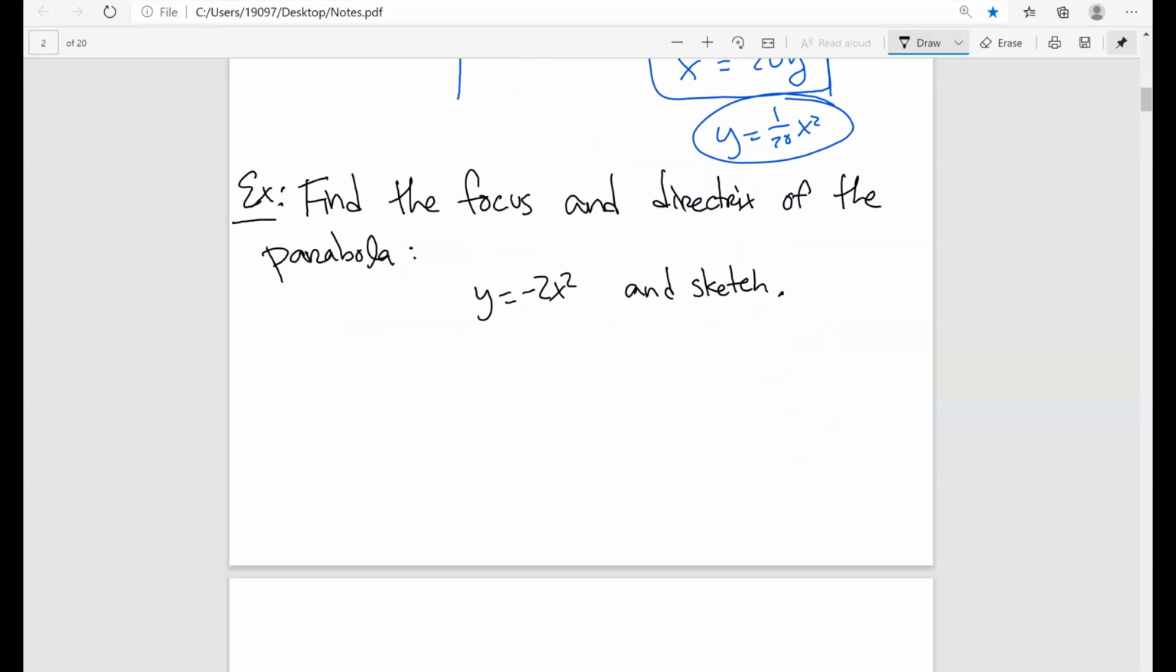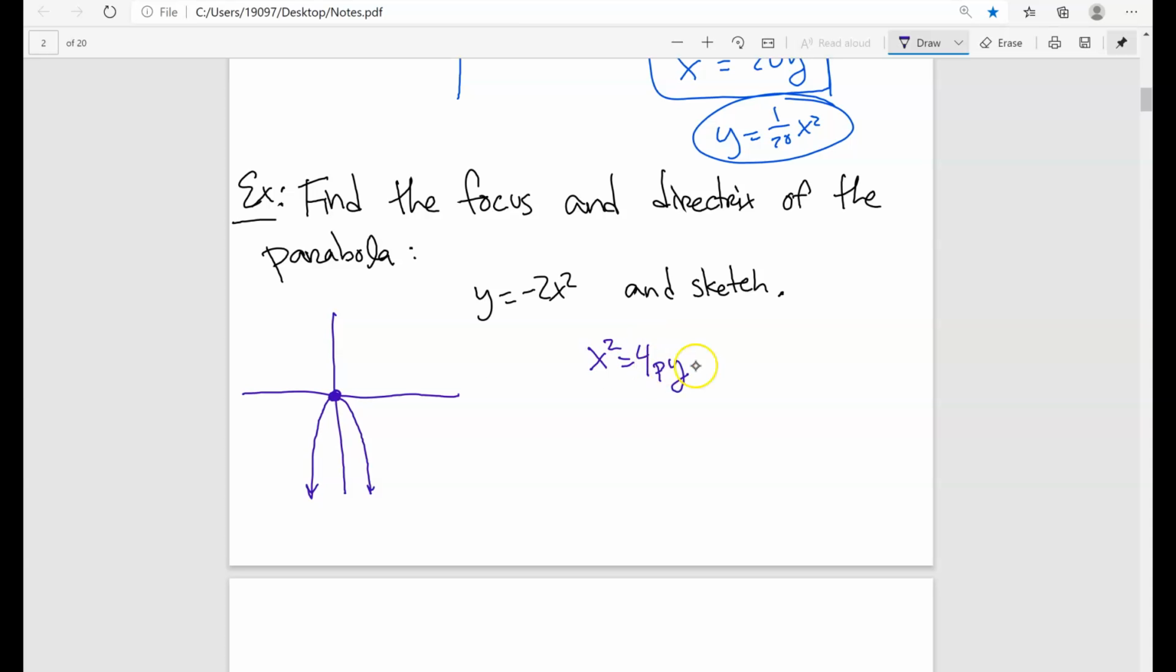Let's do the other problem now. Find the focus and directrix of the parabola y equals negative 2x squared and sketch. We already kind of know what this parabola looks like. It doesn't give you any indication of what p is, but we know that the graph of this parabola is going to have its vertex at 0, 0 at the origin. You know that it's a sad parabola and it's going this way. You can plot a couple points if you want to. But still, we don't know what p is. So what we're going to do is write down the equation that has p, which in this case is x squared equals 4py.